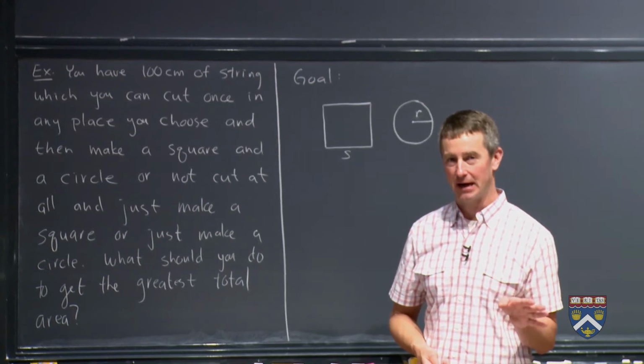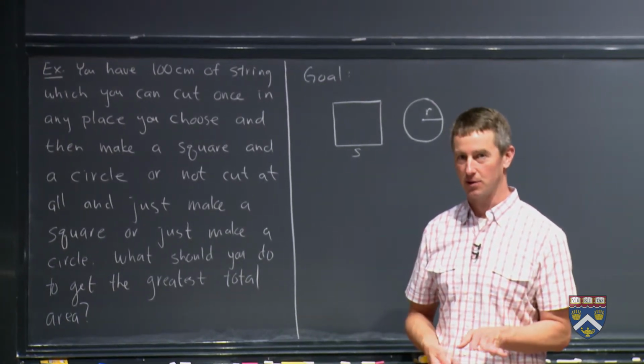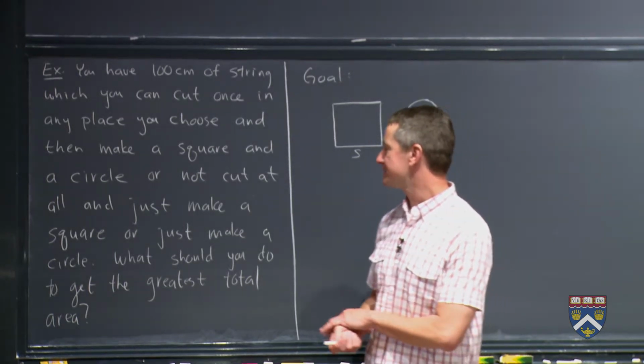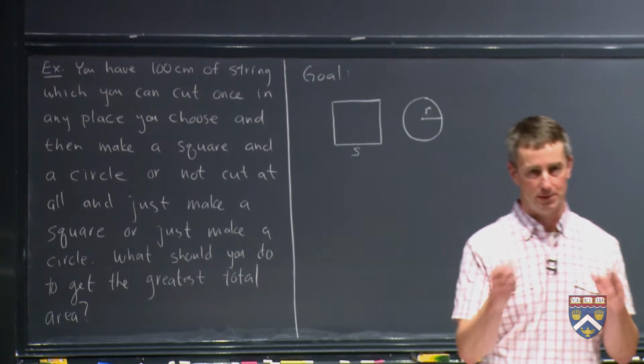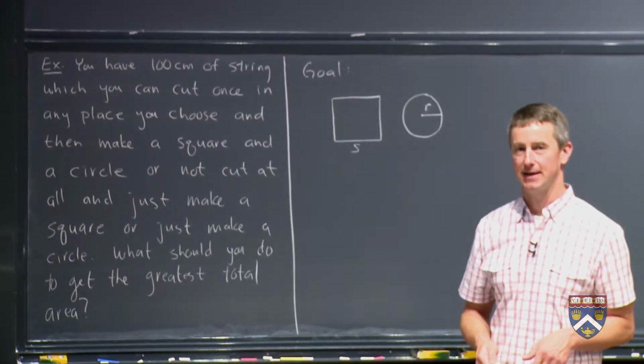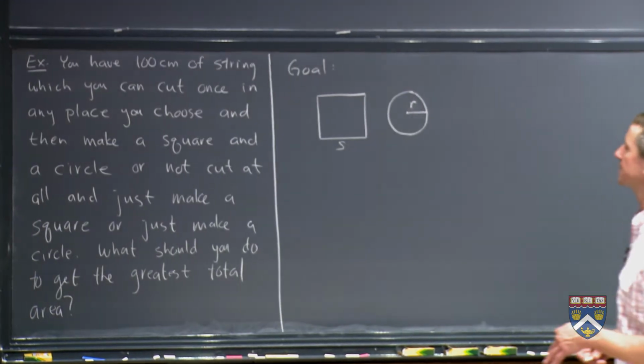Or you can choose not to cut it at all and just make a square, or not to cut it at all and just make a circle. And the question is, of all of these things, what should you do to get the greatest total area? You might be able to guess this answer. This is the only other one, other than the first one, I think, where you could reasonably guess the answer.